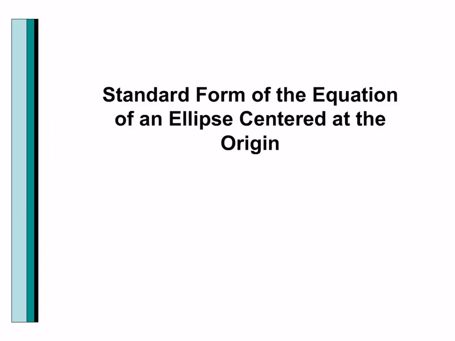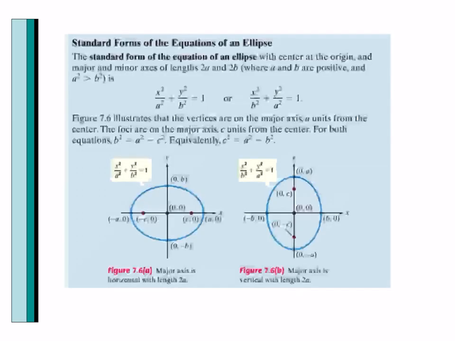The standard form of the equation of an ellipse centered at the origin. If your ellipse is at the origin, then you have either x squared over a squared plus y squared over b squared equals 1. Now this is the horizontal one. And then if it's vertical, you just change the a and the b. All right.